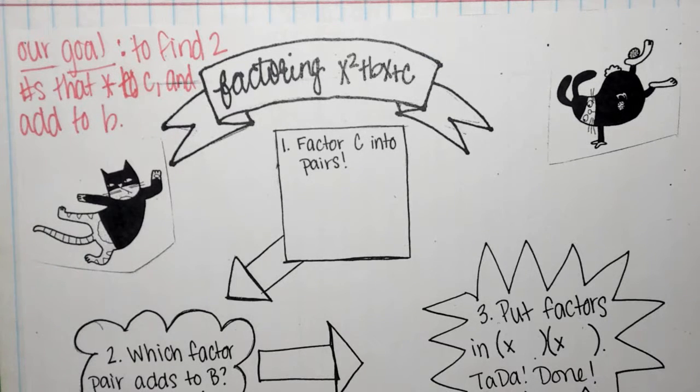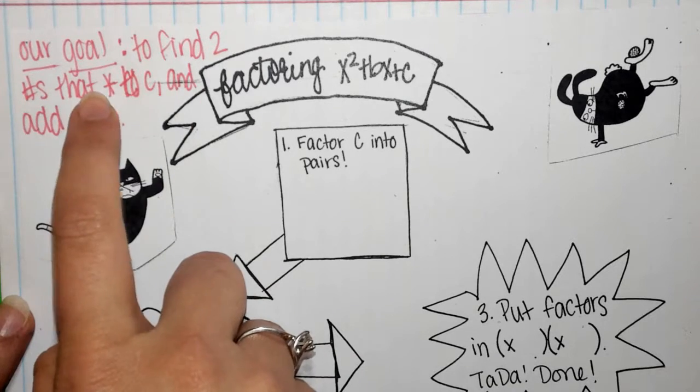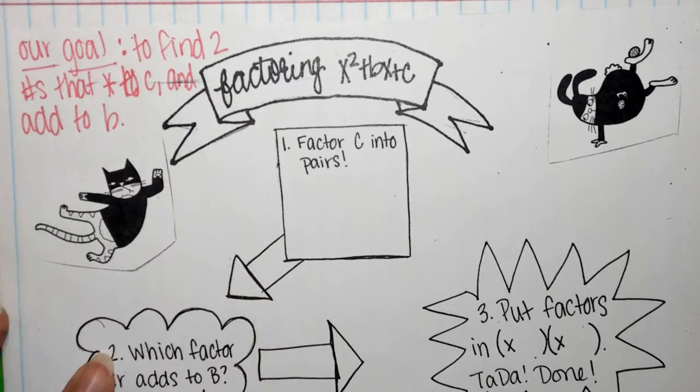Now, what do you think we have to be careful of when we're multiplying and adding? Negatives. Awesome. Take a point. So we have special rules and cases of what we have to do to find 2 numbers that multiply to C and add to B.